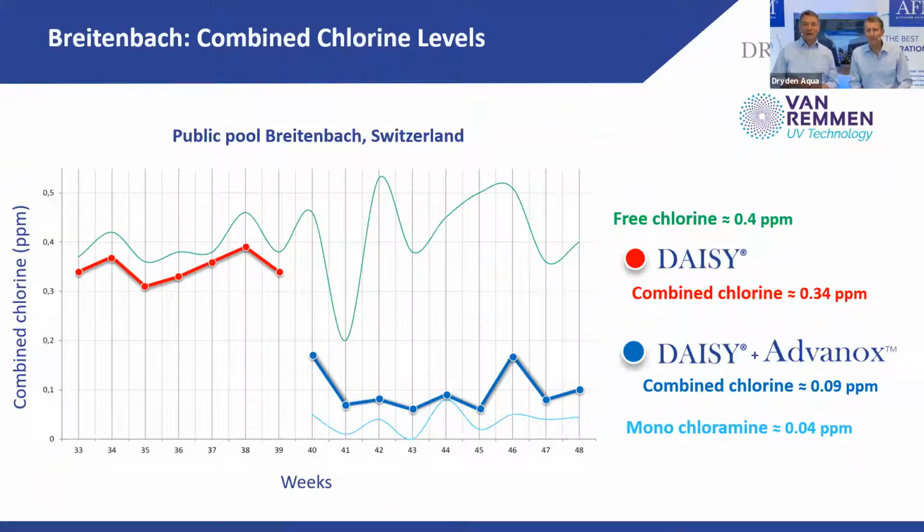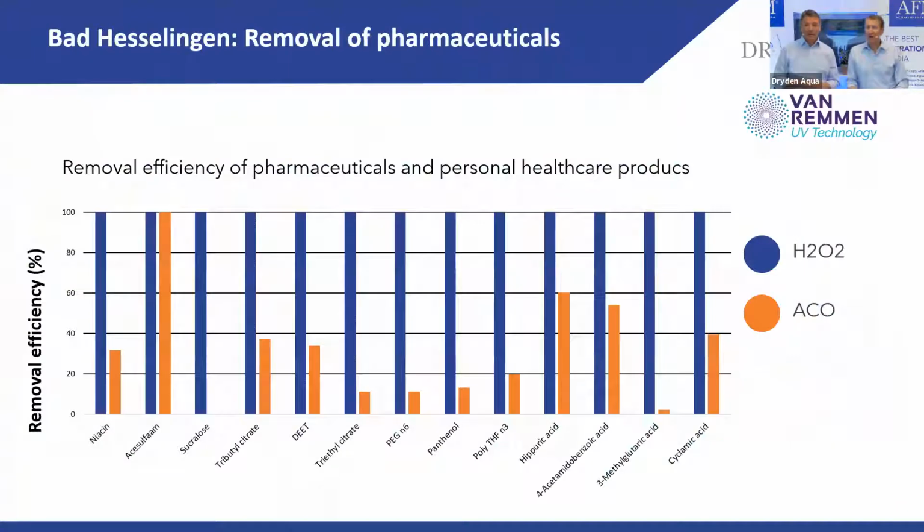And then slightly blue, you see the monochloramine, which is really not affected by the Advanox because you only pass so little water through it. This comes really from the DAISY. Because of DAISY, you have very small monochloramine. So you can't do it better, or at least I do not know how you could do it better. And it's a busy pool.